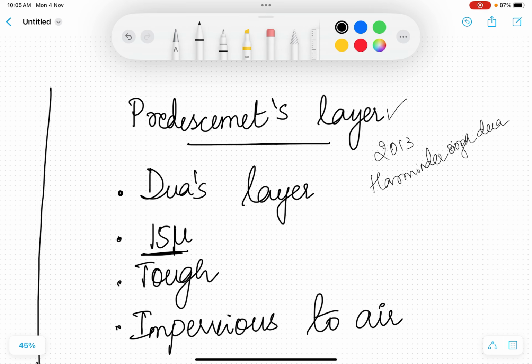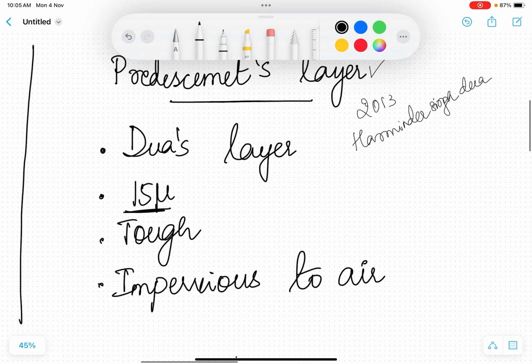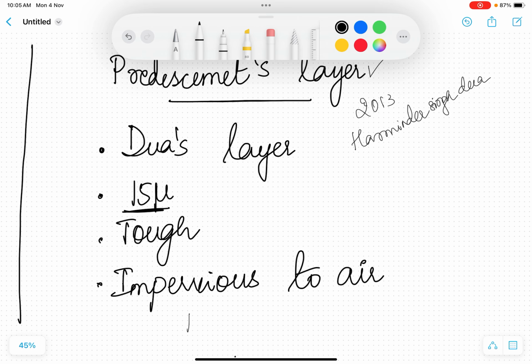Now this Dua's layer is 15 microns in thickness, very tough and impervious to air. The main clinical importance of this pre-Descemet's layer comes in use with surgeries like DALK and DMEK.